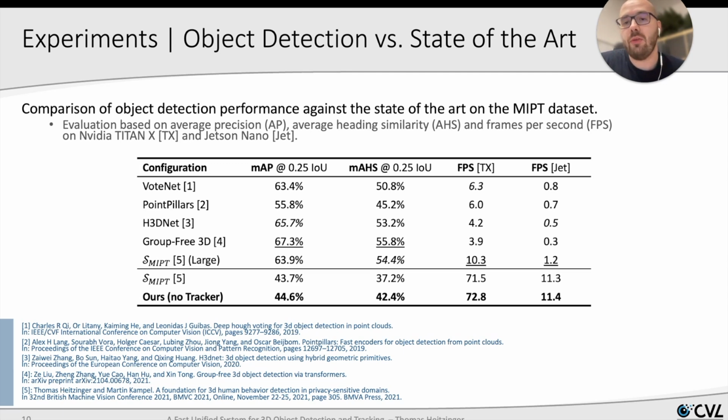Here the first 4 rows in the table represent models that are not optimized for runtime, as can be seen on the right-hand side. Their runtime is more than 10 times slower than our model. The last 2 rows are optimized for runtime, and we can see that the FUSed model outperforms the reference model in all metrics: mean average position, mean average heading similarity, and frames per second numbers, both on an NVIDIA Titan X and the Jetson Nano edge device.